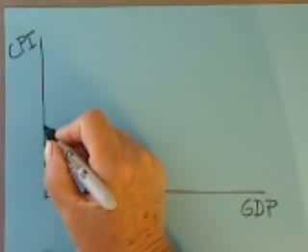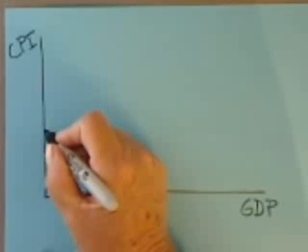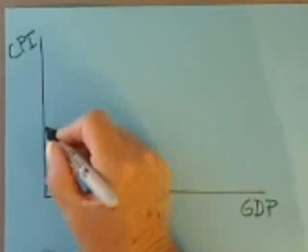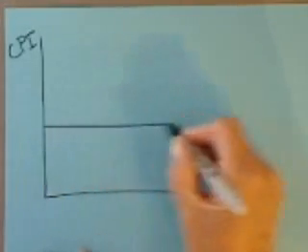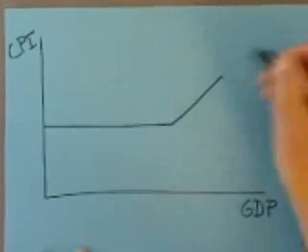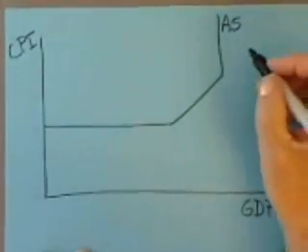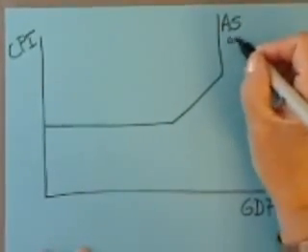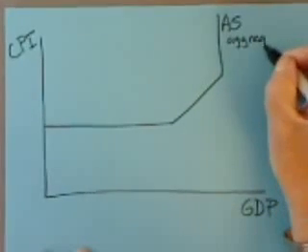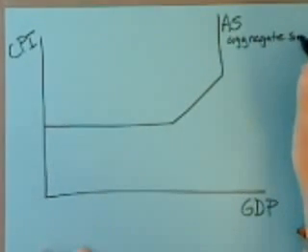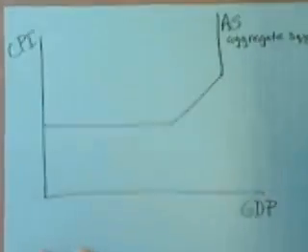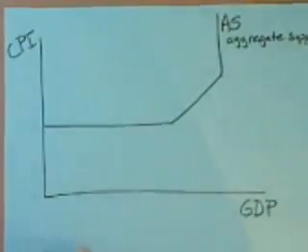Then, the supply curve itself has three distinct stages, at least to begin with. There's a horizontal section, an upward sloping section, and a vertical section. We call that AS. Rather than just supply, this time it stands for aggregate supply. That's only the supply curve so far.